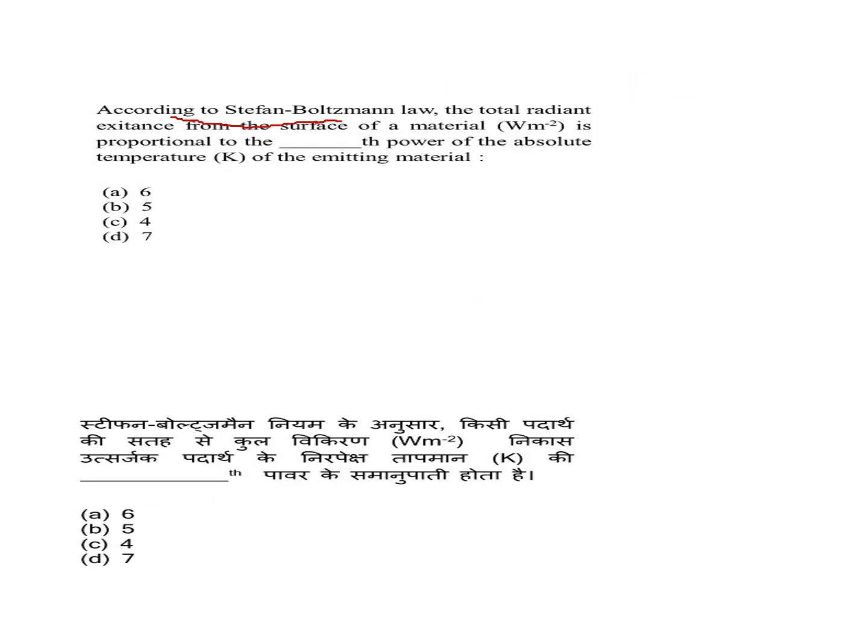According to the Stefan-Boltzmann law, the total radiant exitance from the surface of a material, in watts per meter squared, is proportional to the fourth power of the absolute temperature of the emitting material. The formula is E, the total radiant exitance, equals sigma T to the power of 4. Sigma is the Stefan-Boltzmann constant, and T is the absolute temperature. So exitance depends on the fourth power of temperature. So the answer will be option C.